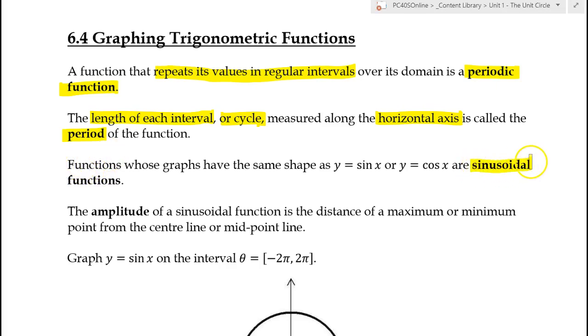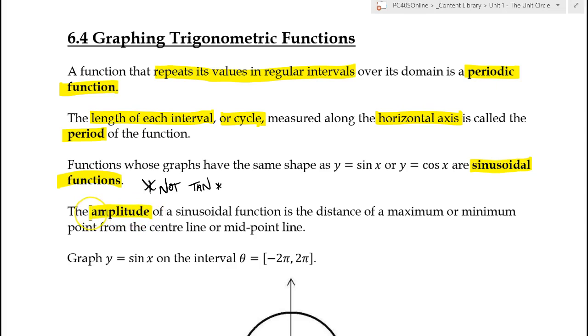Sine and cosine functions are known as sinusoidal functions. So if you hear that language, we're talking about the sine and cosine functions. Note that this is not specifically referring to tan, because tan is actually not continuous in the same way. So it's a little bit different.